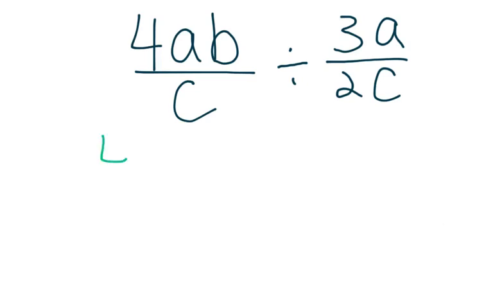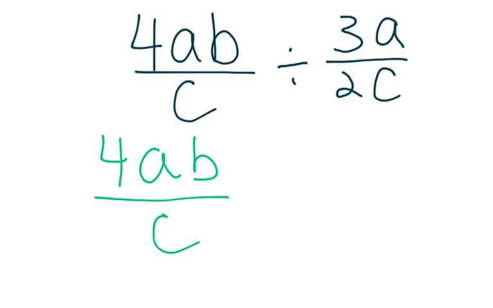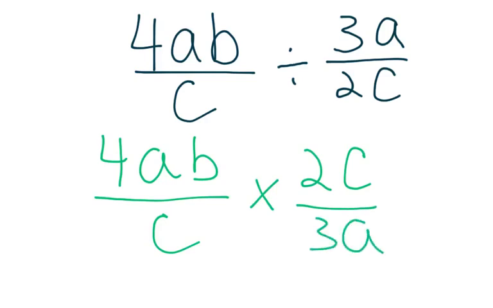So we're going to do what we always do when we have a fraction divided by a second fraction. We'll keep the first fraction. So we'll keep that 4ab divided by c. But instead of division, we'll multiply it by its inverse, or in this case, its reciprocal, which is going to flip this fraction upside down, 2c over 3a.